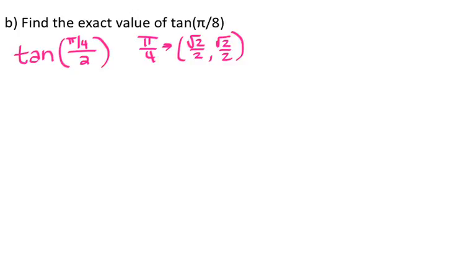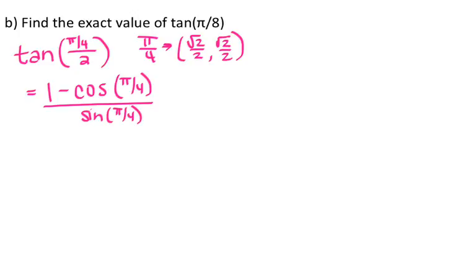Okay, so using my formula, I'm going to use the first one, so it's 1 minus cosine of pi over 4 divided by sine of pi over 4. Well, cosine of pi over 4 is root 2 over 2. Sine of pi over 4 is also root 2 over 2.